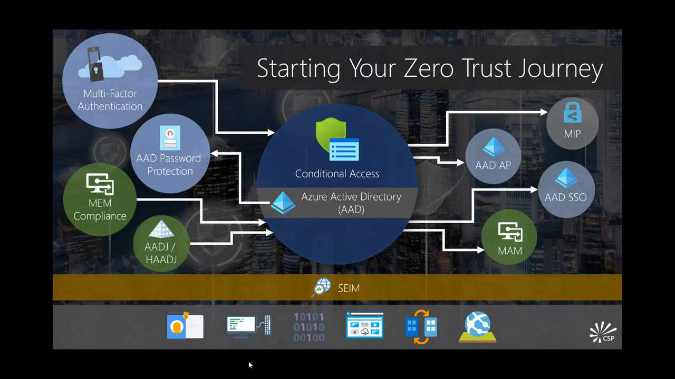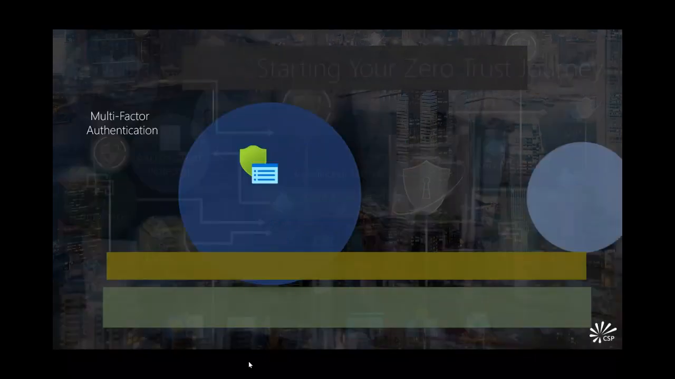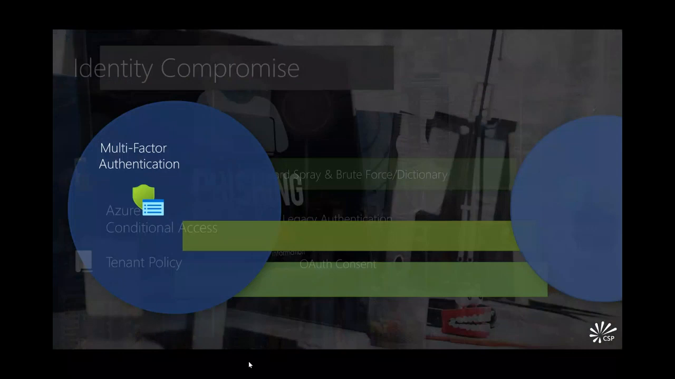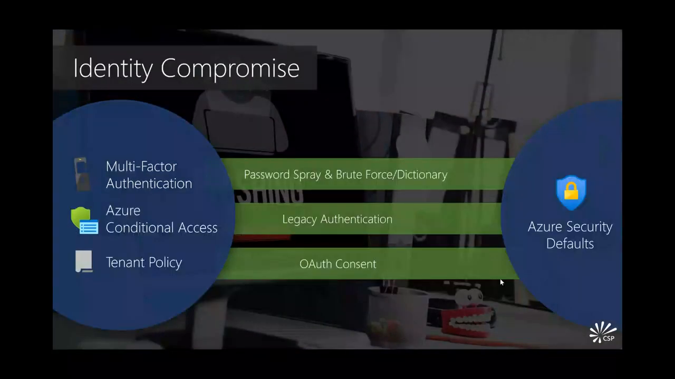So we've talked a lot about the components. Now let's switch over to how you actually use Zero Trust to protect these components. Just as we started the discussion with identity, in protection with cloud security, we start with identity. Identity compromise is still the number one type of attack in cloud environments by far.